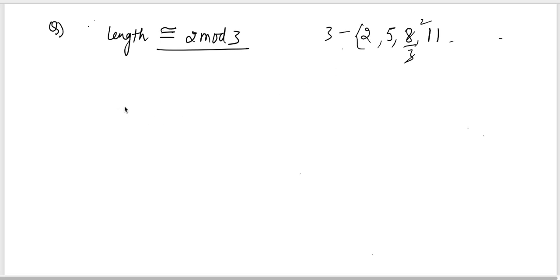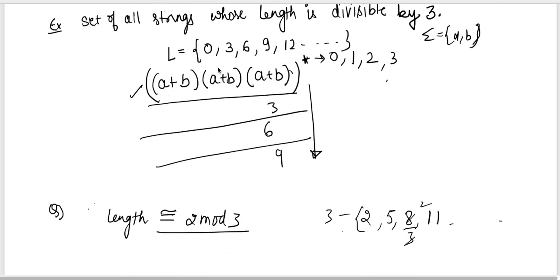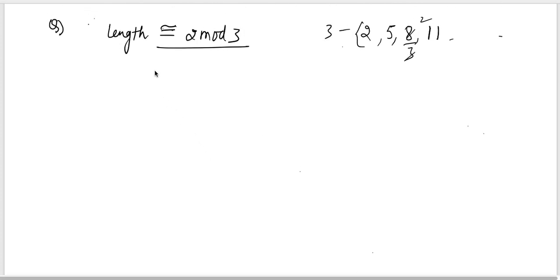So what you can do is, see, for the set of strings whose length is exactly 3, we have already made the regular expression. See here, this is the regular expression for the set of all strings whose length is divisible by 3. Now what we want is length congruent to 2 mod 3. If I write a plus b, a plus b, a plus b, and then whole star, it becomes the set of all strings of length divisible by 3.